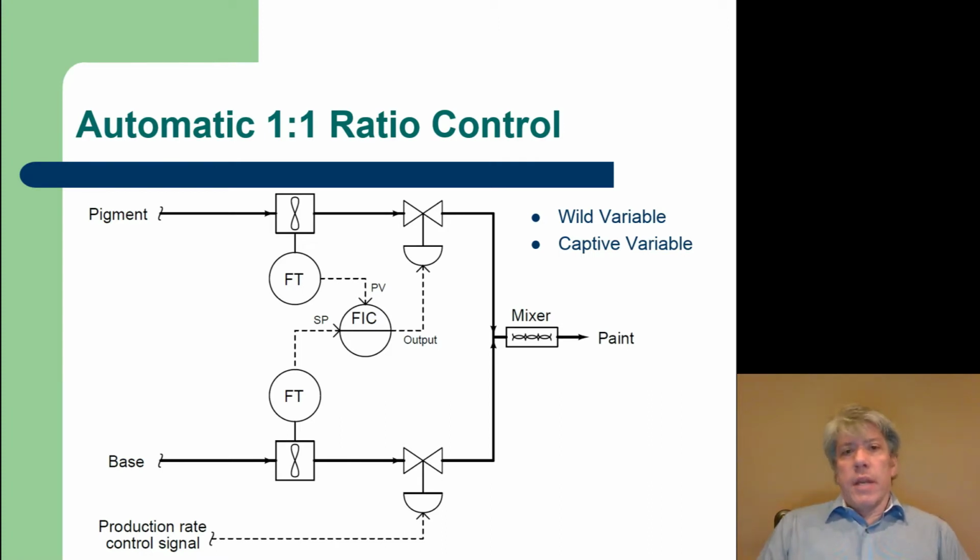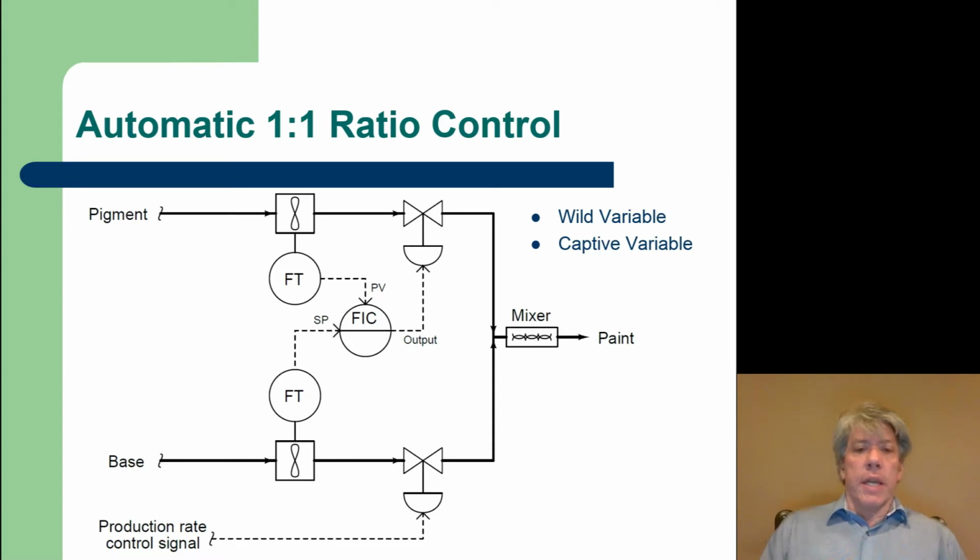Now, even better than having the human being in our paint production line would be to have a controller that measures the flow of both the pigment and the base. And if you want a 1-to-1 ratio, just make sure that the flow in each is the same. And so the process variable is the flow of the pigment, the set point is the flow rate of the base, and then we can simply adjust our production rate by controlling the valve that controls the base flow.